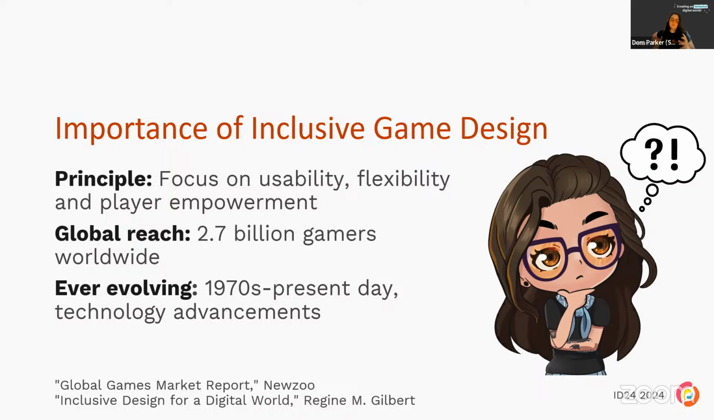The last one is more of the technical side. So this is what we mean by ever evolving. Video game development dates back to the 70s. That's almost 50 years now. So the journey of game design has been marked by significant technological advancements, and each decade of game development has introduced new possibilities for making games more inclusive, thanks to those technological advancements.